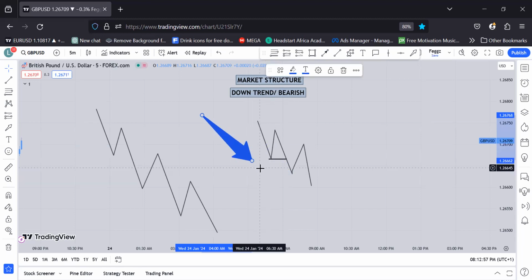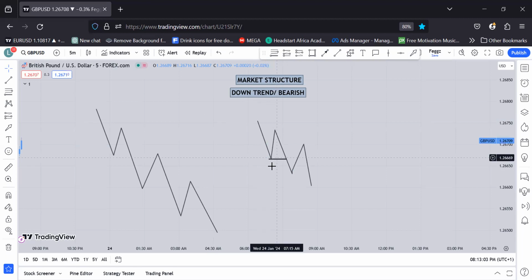Now, to further confirm it, you notice that after closing below this particular low here, price started moving up again. And as price is coming back up, it does not close above this particular most recent high that was here. If price comes and closes above this high, then we can't really say a downtrend has been established. But if price refuses to close above this particular high, and it stops anywhere in between, but it should not close above this high.